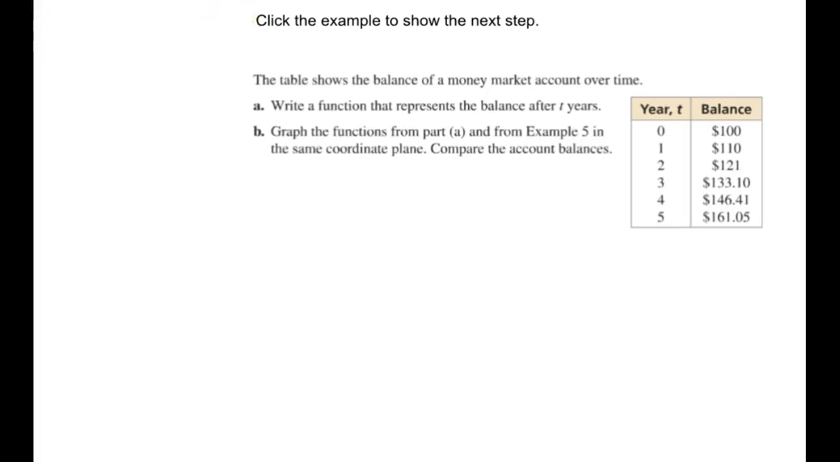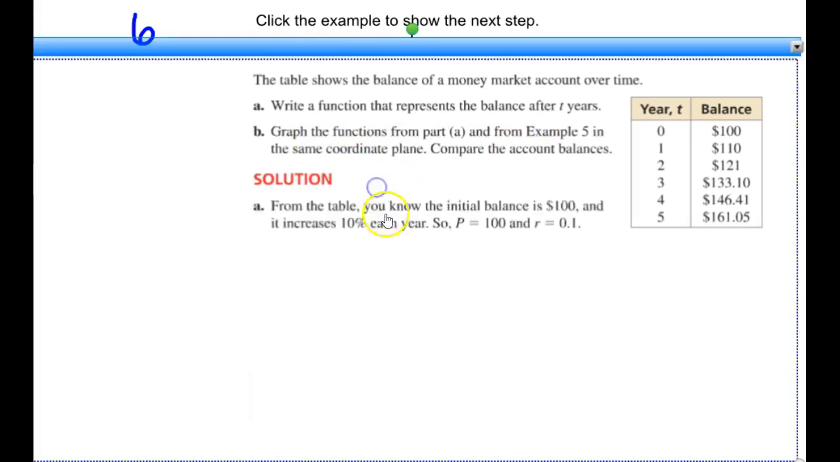Okay, so this here is example number 6 in your book. So the table shows the balance of a money market account over time. Money market is just a fancy type of account that you can have at a bank. So I have to write a function that represents the balance after t years, and then graph the functions and compare. So I'm going to graph the function from the last example we did and this function and compare my balances.